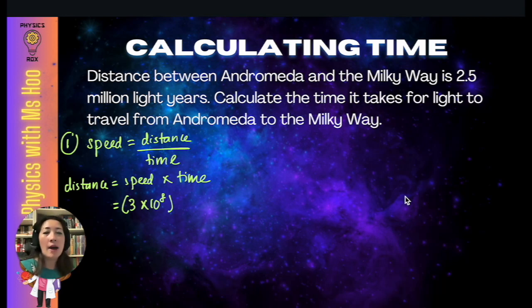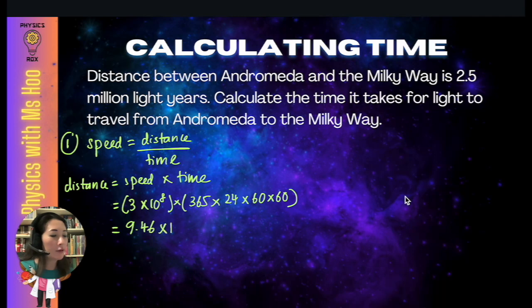Now let's remember, 1 Earth year has 365 days, so we're going to multiply that with 365. 1 Earth day has 24 hours, and 1 hour has 60 minutes, and 1 minute has 60 seconds. When you multiply all this, you will end up getting 9.46 times 10 to the power of 15 meters. Or as some of you may write, 9.5 times 10 to the power of 15. 2 or 3 significant figures, that's fine. I'm going to leave this as 9.46 because I find that the more decimals there are, the more accurate it is, but up to 3 significant figures is good enough.